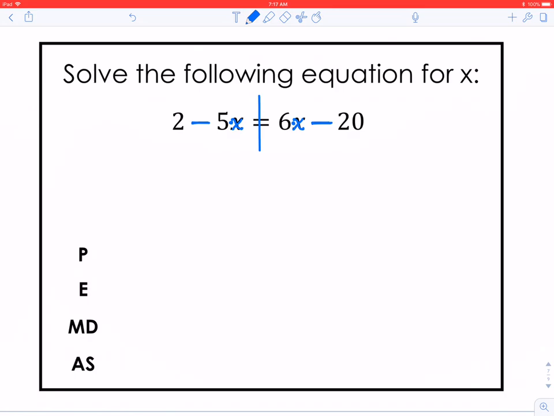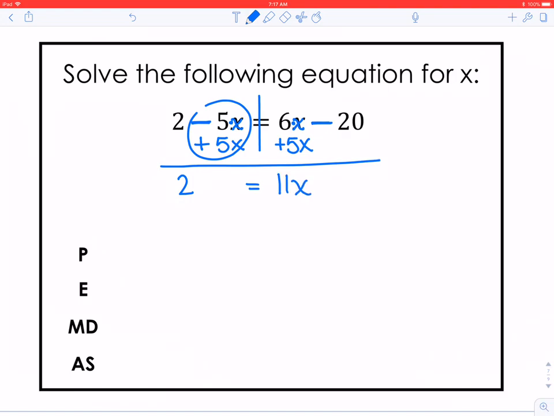So if we want to undo this subtraction, then we would use our inverse operation of subtraction, which is addition. So add 5x, which would give me 2 plus 0, still 2, equals 6 plus 5 gives me a total of 11x minus 20. So I have my variables together now. I only have an x on the right side. That may bug you. You could have just as easily moved the 6x instead of the 5x. Totally up to you. You just have to make sure you're undoing the operation that you're working with.